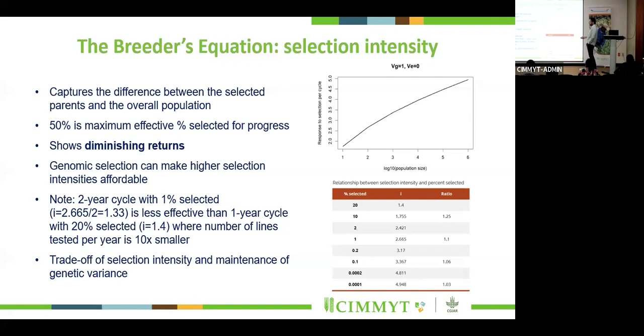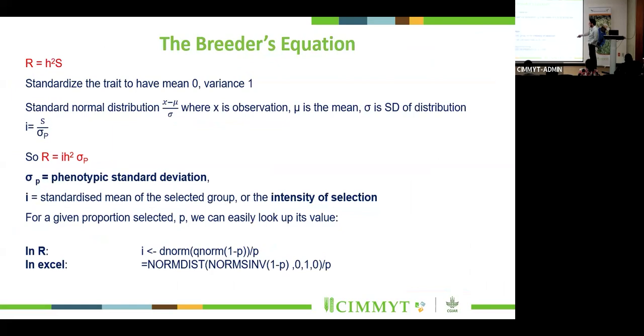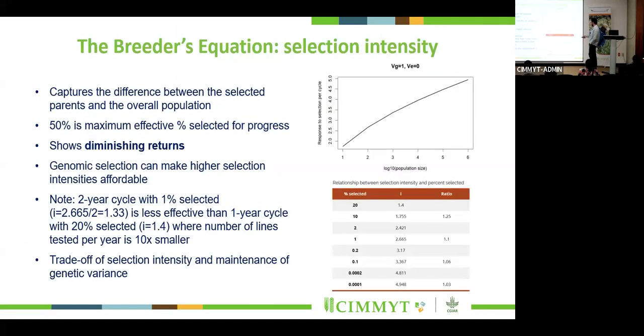So, if you select 20%, the selection intensity is 1.4. I think I had the calculation here, showing you the equation to get that selection intensity. If you select 10%, your selection intensity is 1.75. So just going from 20 to 10%, you spend twice as many resources. If you're going to get the same number of parents at the end, you have to go through twice as many lines if you select 10% than if you select 20%. But the ratio is 1.25. So you're spending twice as many resources, but you don't get twice the gain.